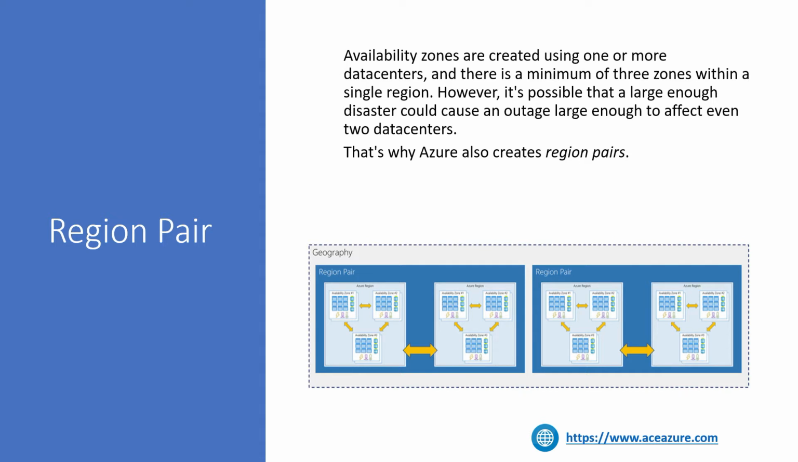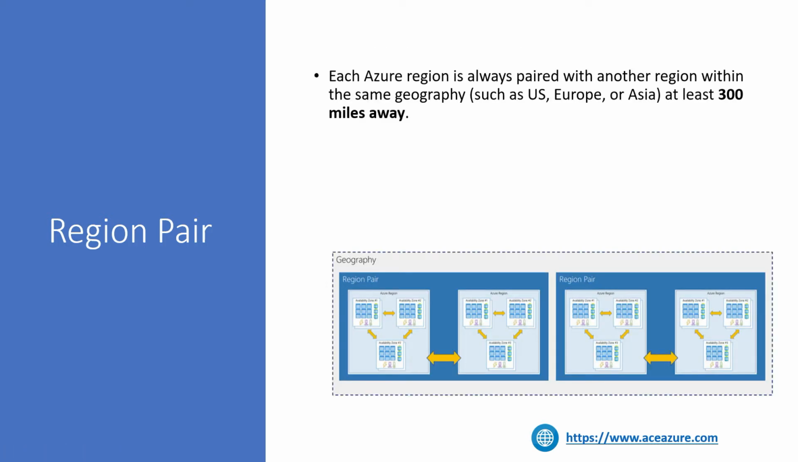The answer could be no, because if all your virtual machines are present within different zones in that particular region which has undergone a natural disaster, then your application will not be available until you do some sort of disaster recovery. And hence Azure also creates something called a region pair. Each Azure region is paired with another Azure region within the same geography at least 300 miles away. These two paired regions are connected with high-speed optic fibers and a low latency network.